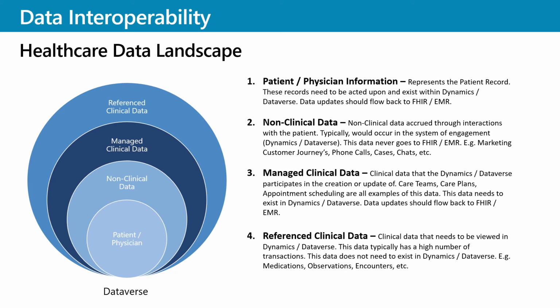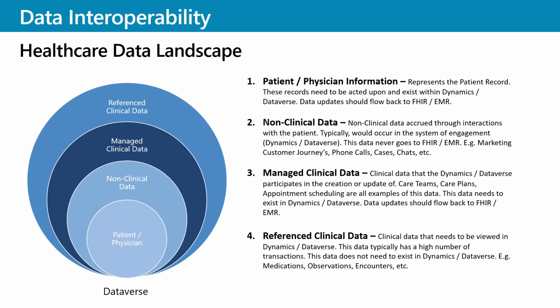Healthcare data landscape. Patient-physician information. This represents the patient record. These records need to be acted upon and exist within Dataverse. Data updates should flow back to the FHIR EMR. Non-clinical data. Non-clinical data accrued through interactions with the patient typically would occur in the system of engagement. This data never goes to FHIR or EMR, e.g. marketing, customer journeys, phone calls, cases, chats, etc.